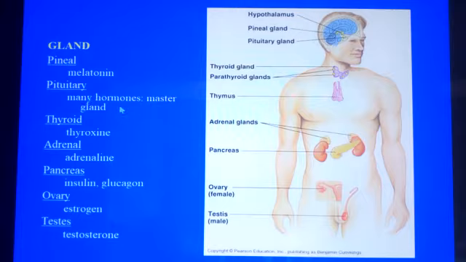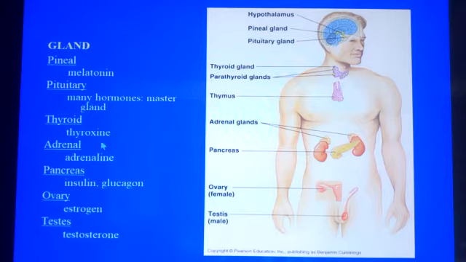Then the other gland is the pituitary. Again, the pituitary gland is located on the forebrain, and it is known to produce many hormones. But remember, in coordination, we are going to look specifically at the growth hormone, which we refer to as somatotrophin. Somatotrophin is the growth hormone that is produced by the pituitary gland. But remember, this is the gland that controls all other glands in the body.